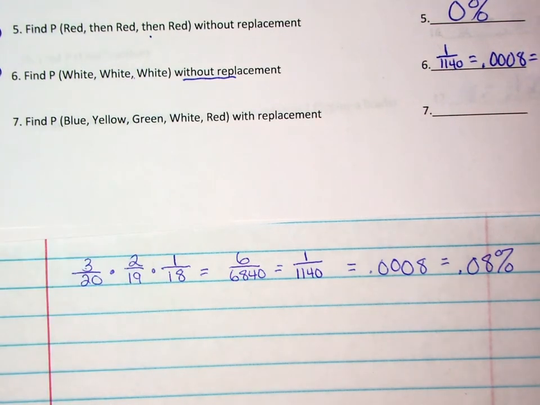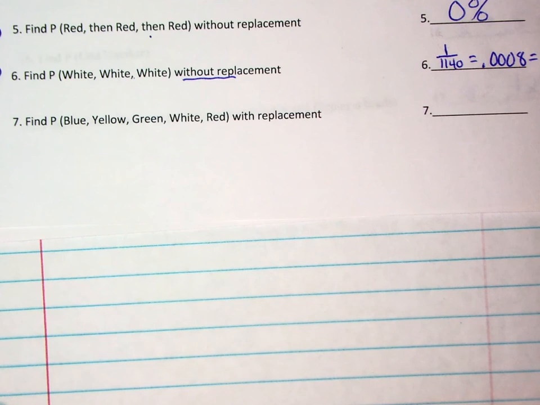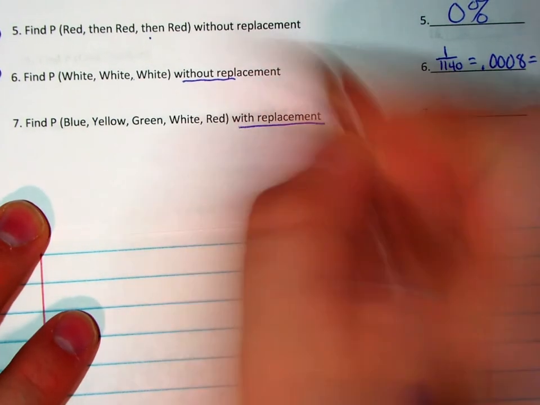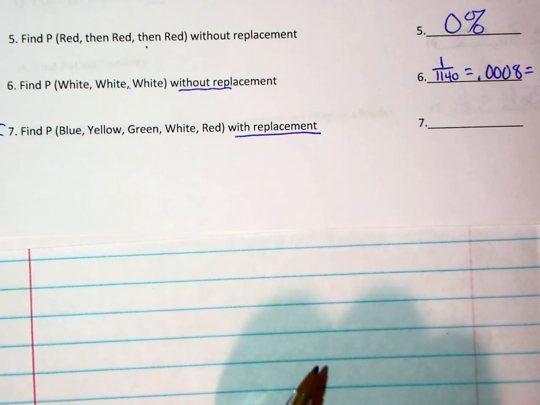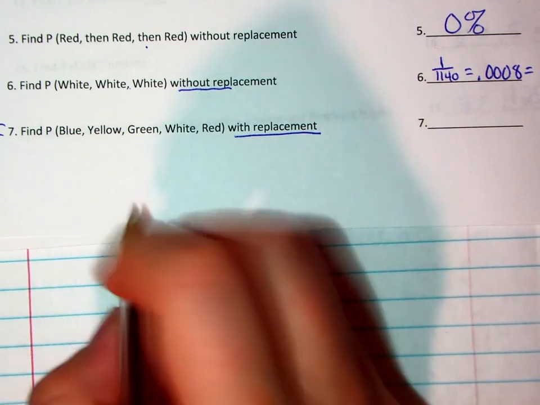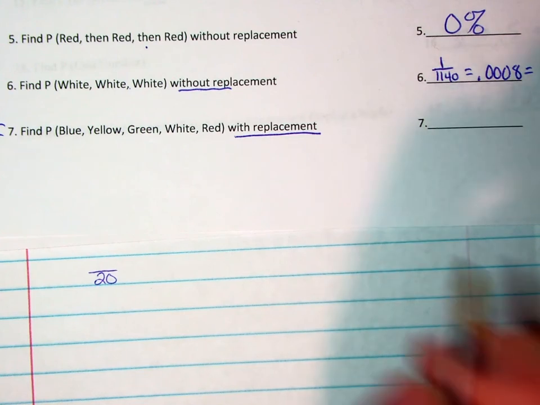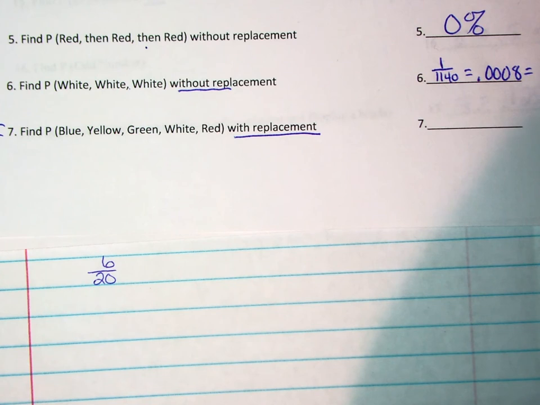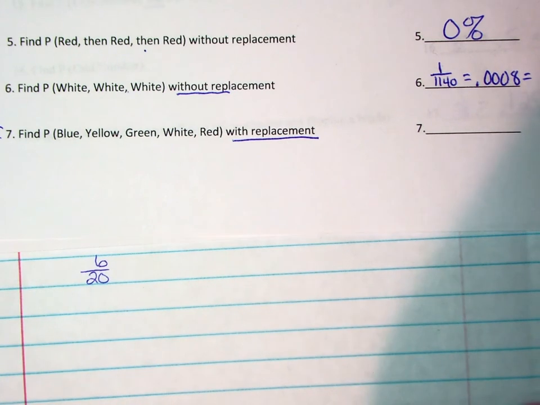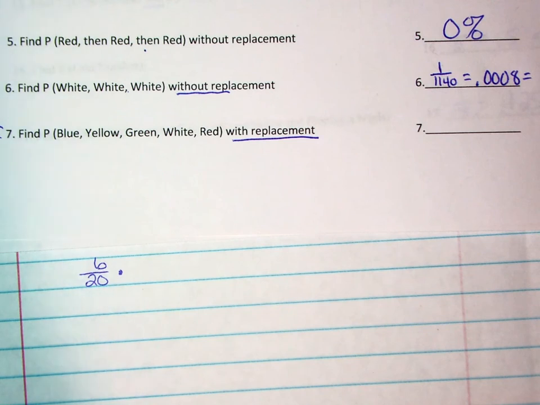Number 7, find the probability of blue, then yellow, then green, then white, then red, with replacement. So with replacement tells me I'm dealing with independent probability again. And so when I start, we have 20 marbles in the bag. The probability of getting a blue, well, there are 6 blue marbles, so 6 out of 20. Then yellow, so I will be multiplying.